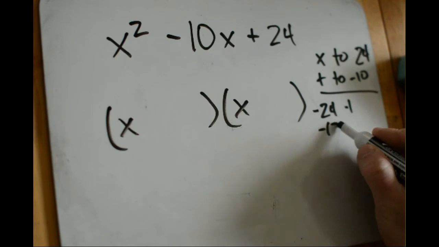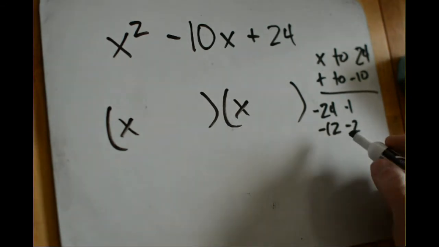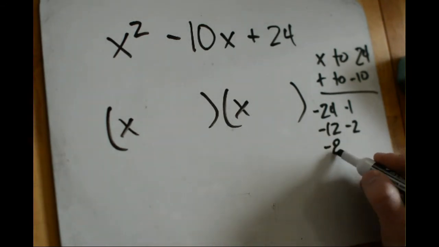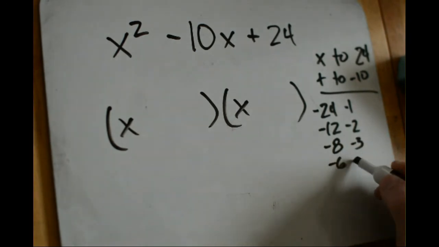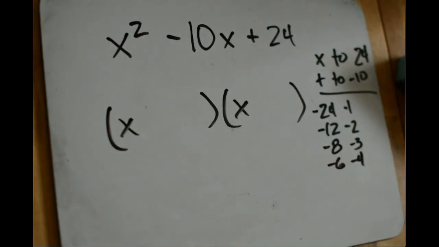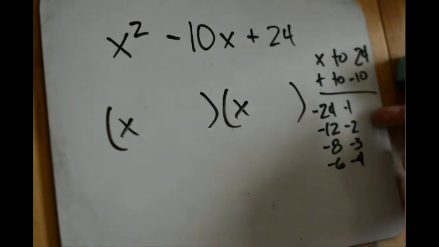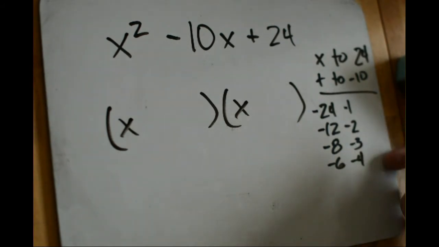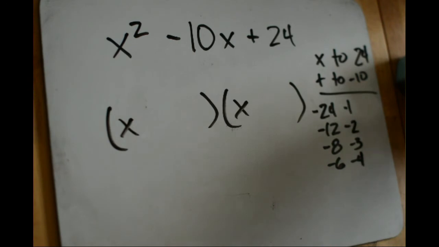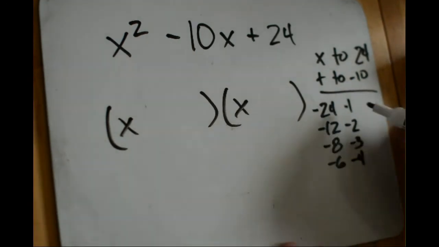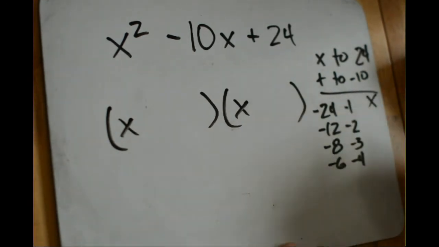I could also have -12 and -2. Let's see, I could also have -8 and -3, and I can have -6 and -4, and that should just about do it. All of these pairs of numbers have a product of positive 24, so let's see the pair that adds to -10. So this one adds to -25, not what we're looking for.